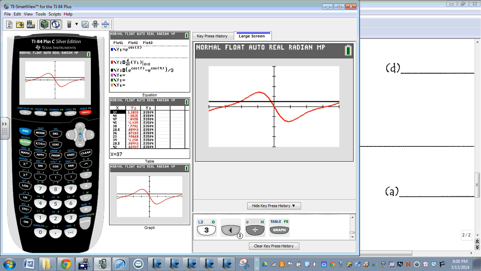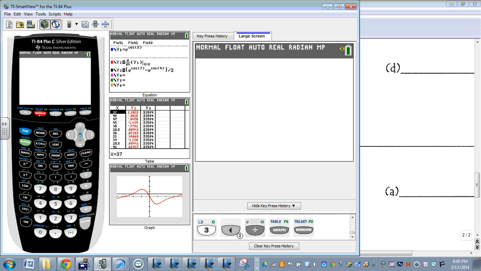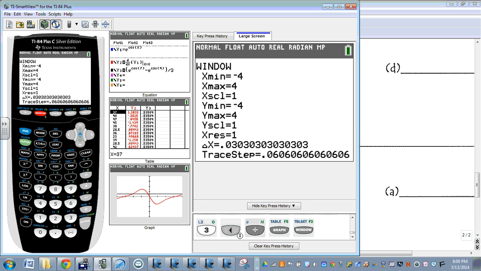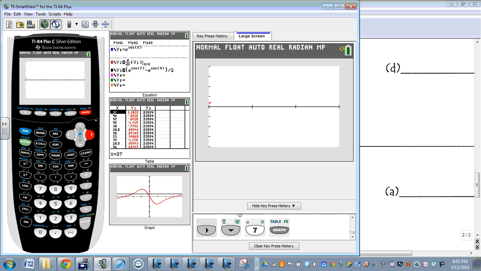All right, and we're looking at this from 4 to 7, so we want to change our window, which of course is going to mean we're going to have to watch the graph again. We're going to go from x min of 4 to x max of 7. So we get to watch the slow graph a little bit more.